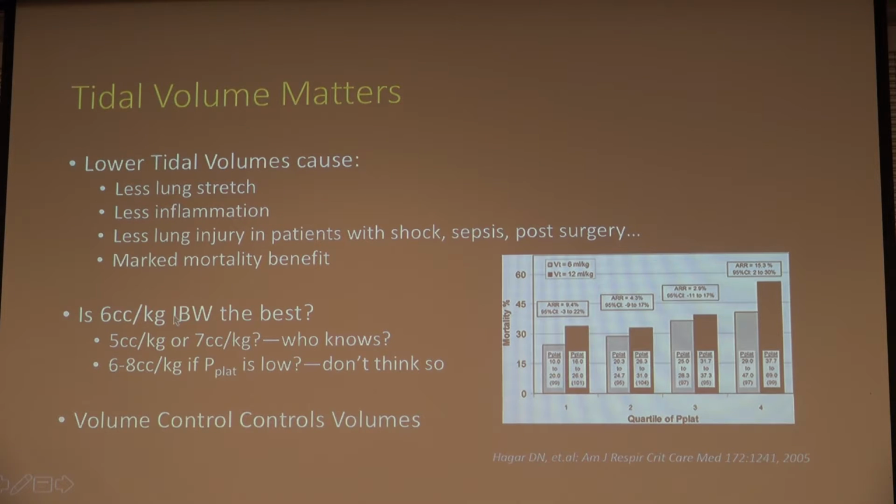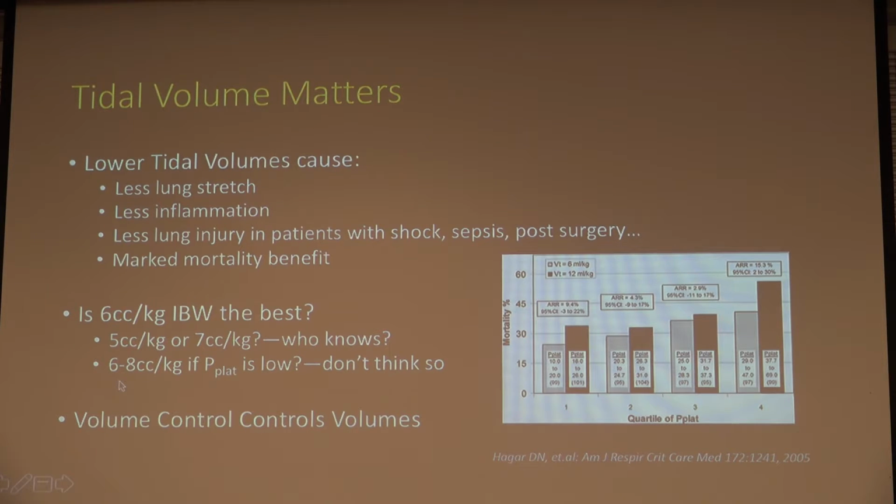the best tidal volume? Don't know. It's certainly better than 12. We know that. Is 5 cc's better than 6? Don't know yet. Is 7 cc's better than 6? It sure is easier to give 7 cc's than 6 cc's, but we don't know. What we do know is 6 cc's per kilogram is the one that's been shown to improve mortality. Until we have more information, I think that's what we need to be targeting.